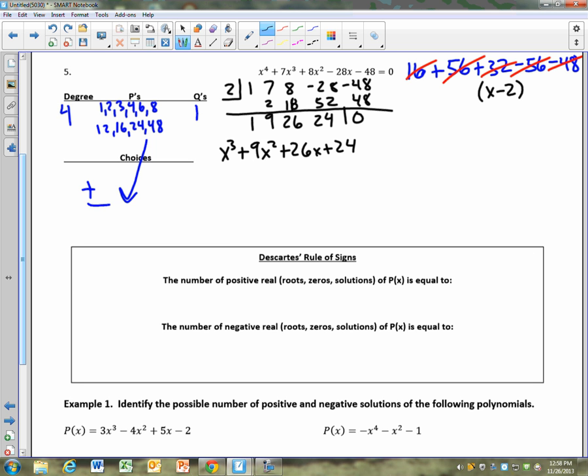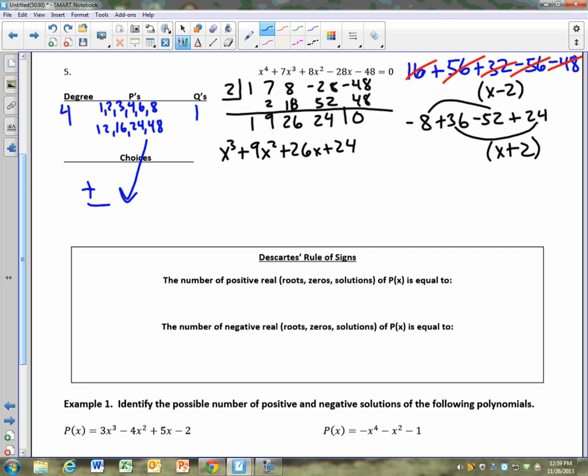Let's try it. -2 to the 3rd is -8. -2 squared is 4 times 9 is 36. -2 times 26 is -52. Plus 24. If you see, we get positive 60 and -60, and that will make 0. So if -2 worked, what's my factor? X plus 2.